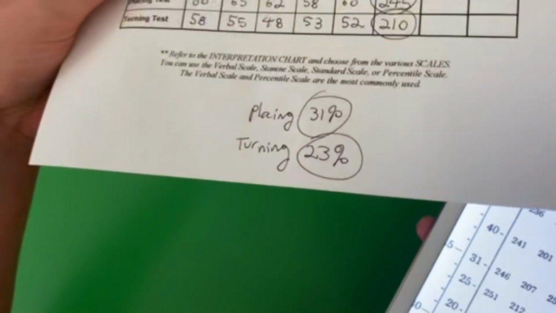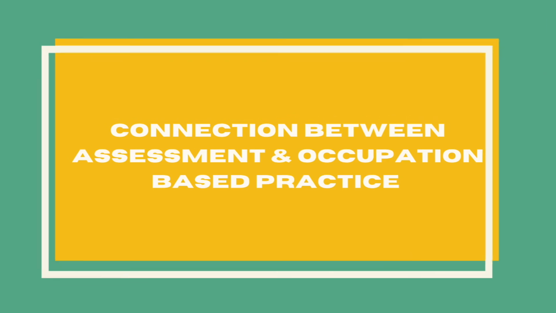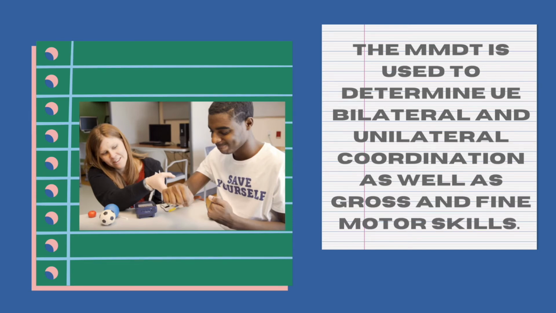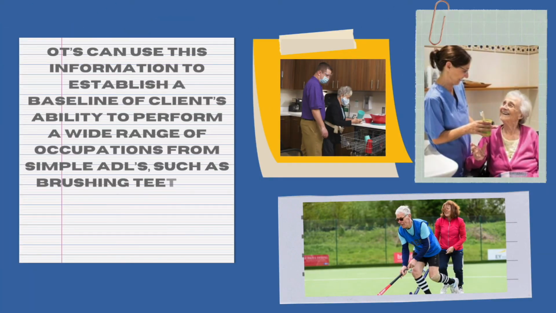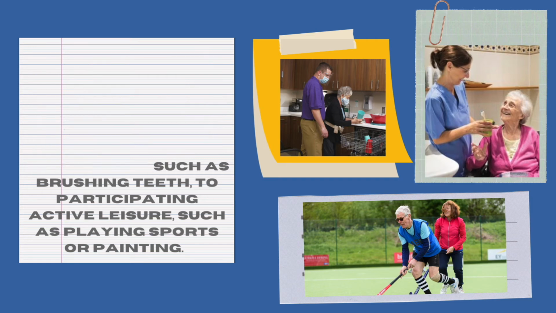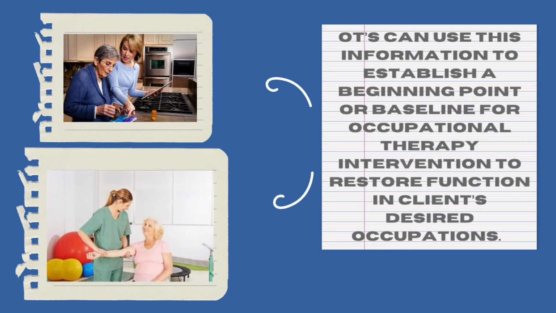These scores provide a baseline for patient performance for the occupational therapist to create an appropriate intervention plan suited to their skill level. Connection between assessment and occupation-based practice. The Minnesota Manual Dexterity Test is used to determine upper extremity bilateral and unilateral coordination, as well as gross and fine motor skills. Occupational therapists can use this data to establish a baseline of a client's ability to perform a wide range of occupations, from simple ADLs such as brushing teeth to participating in active leisure, such as playing sports or painting. OTs can use this information to establish a beginning point or baseline for occupational therapy intervention to restore function in clients' desired occupations.